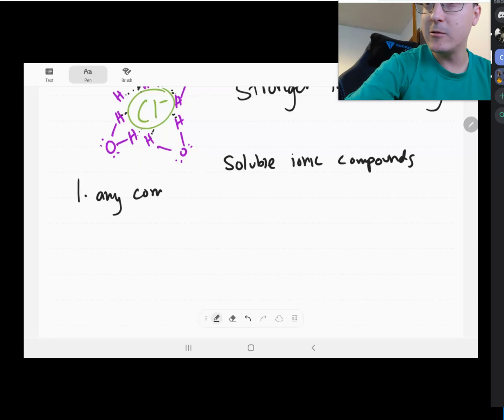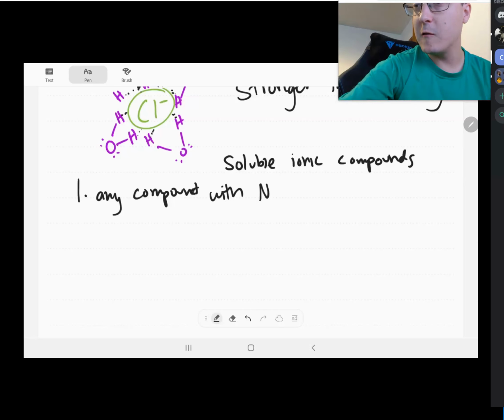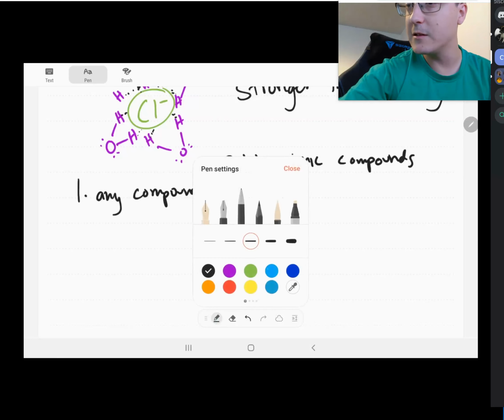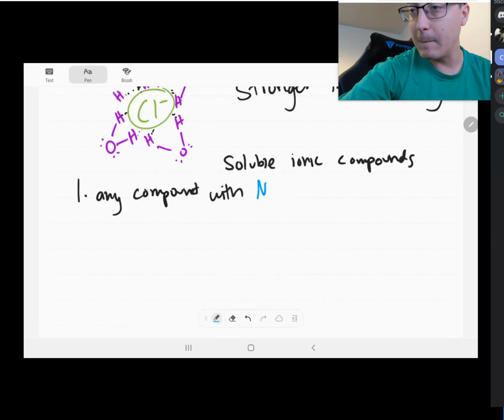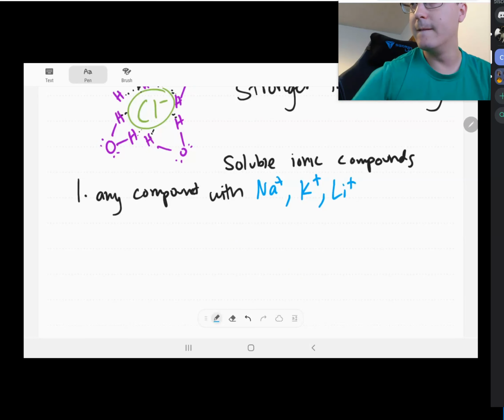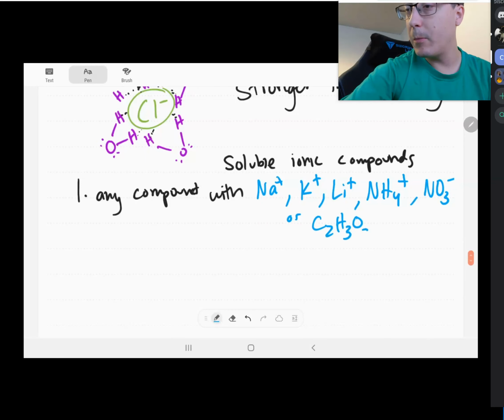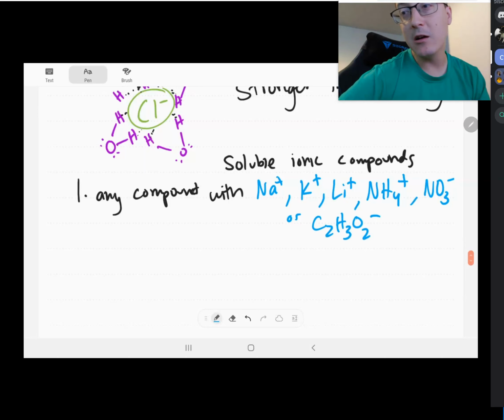Any compound with sodium. Let me write these in a different color, actually, just for emphasis. Sodium, potassium, lithium, ammonium, nitrate, or acetate. So any compound that has any of these six will be soluble.